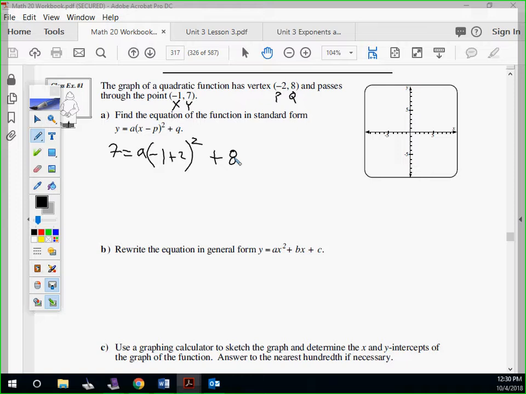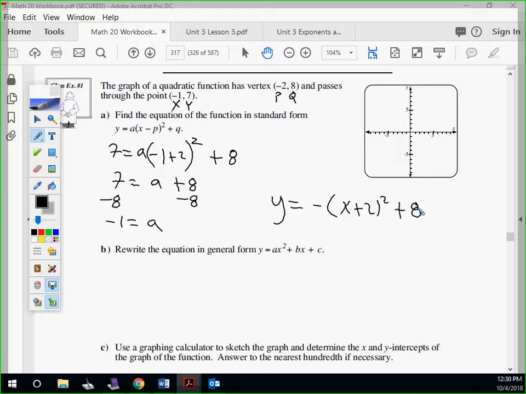This one gets kind of silly because what's -1 plus 2? 1. What's 1 squared? 1. So we just have an A there. 1 times A is A. So we subtract 8, and A is -1. That's it. Now we can write the equation in standard form. The equation would be y equals negative (x plus 2) squared plus 8. That's what it would be. We're done.